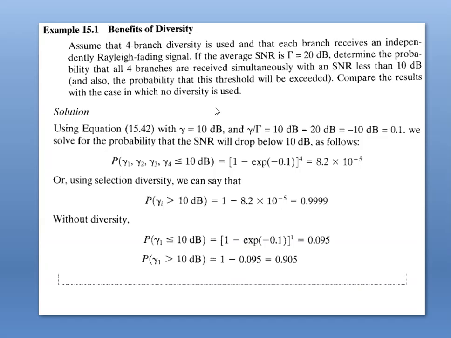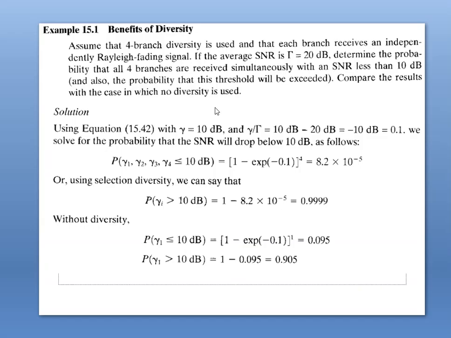Choose the condition with the diversity. So if you consider 4 branches, the probability of occurrence of less than 10 dB is 8.2 into 10 to the power of minus 5. And if you consider selection diversity, the probability of greater than 10 dB is equal to 0.9999, approximately equal to 1. But in the given problem, we also have to calculate without diversity.